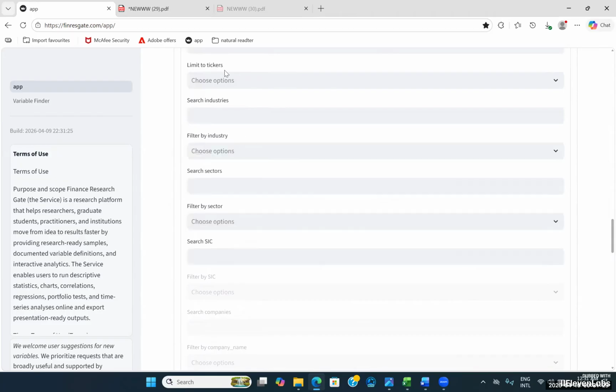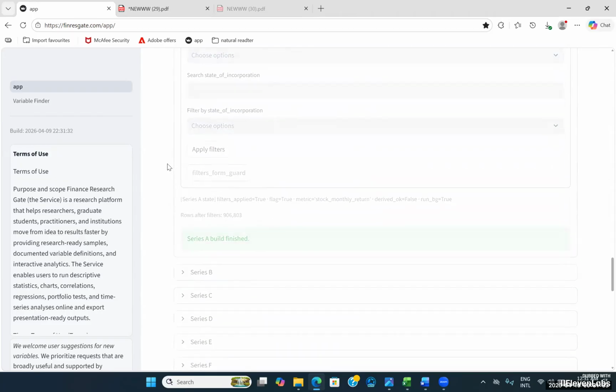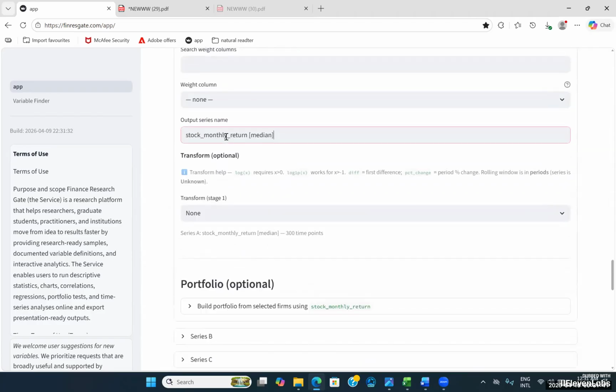Please note that I've intentionally left these particular boxes blank, which signifies that I'm including every single firm available, and our objective is to calculate the monthly stock return for each one of them. The chosen method for aggregation is the median value, meaning that for every single month, we meticulously determine the median return across all of these included firms. This resulting figure is what we refer to as the market return.